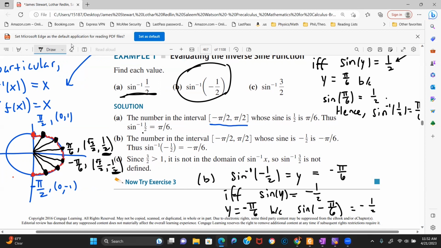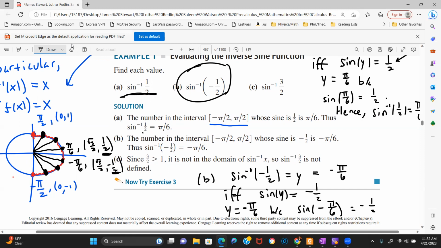Of course, you're not going to have to go through all this logic and reasoning every time. It's good to do this a few times though, work through a couple problems this way so that you can get used to figuring out how to evaluate the inverse function. But what about this last one?